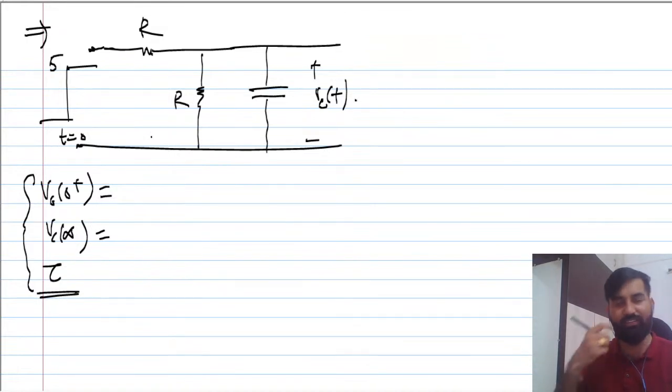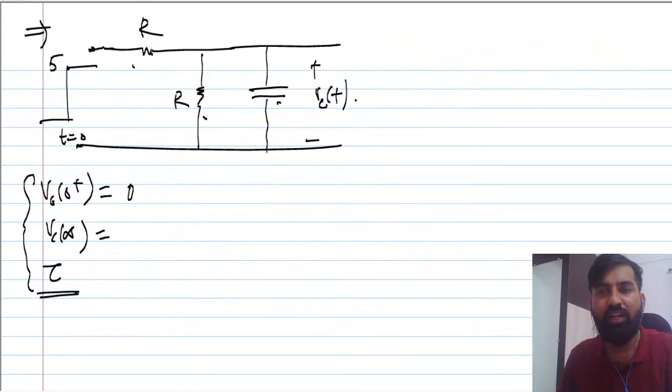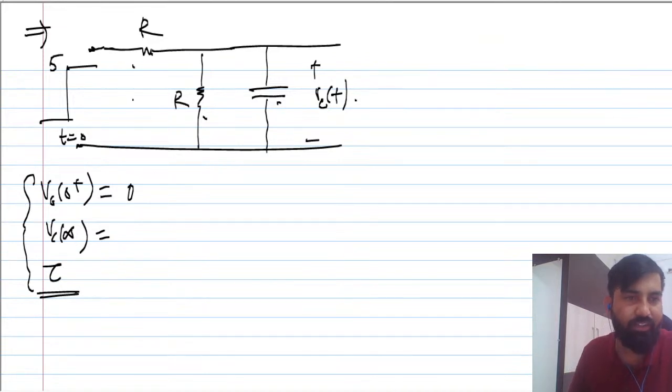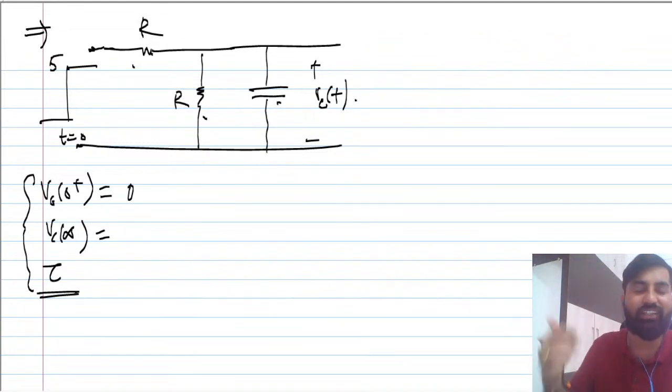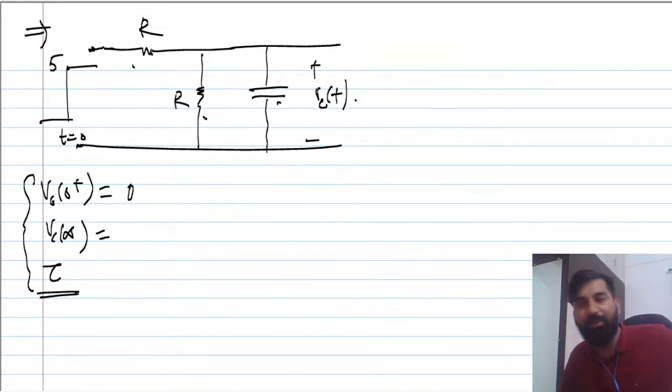You see guys, this time what is happening here is we have connected these two resistances across the capacitor, right? So V initial will be 0 only, because the capacitor does not allow sudden change. And V final will be what? You are applying 5 volt here, and at a steady state, the capacitor can be replaced by an open circuit, right?